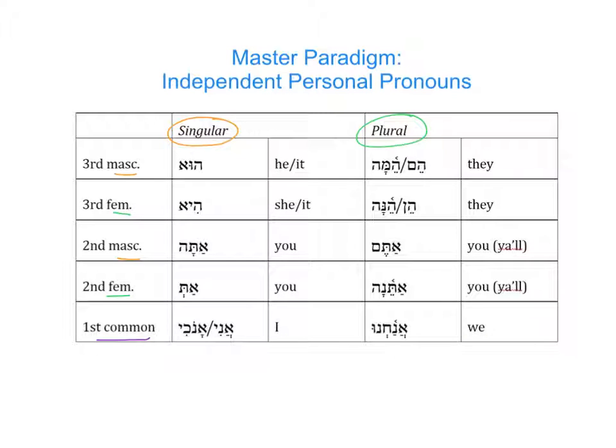Why don't we go through it? We'll say it together. If you want to say it out loud on your own, we'll go through this in our class again when we meet. Why don't we start from the singular, the 3ms, and work our way down here first. So let's go from the top. It's hu, hi, atah, at, and then we have two forms here that can show up. Ani, anochi. So I'm going to go from the top again. That was hu, hi, atah, at, ani, anochi.